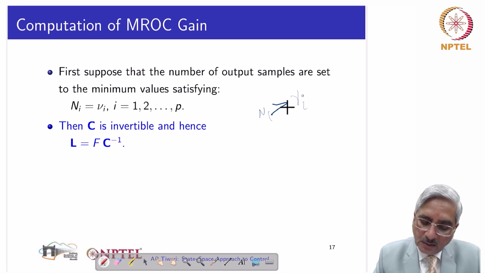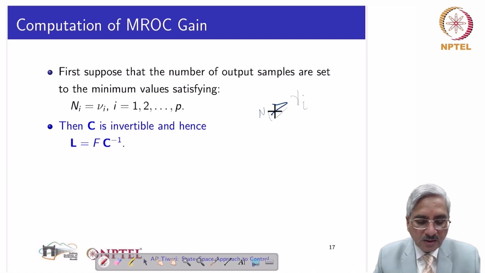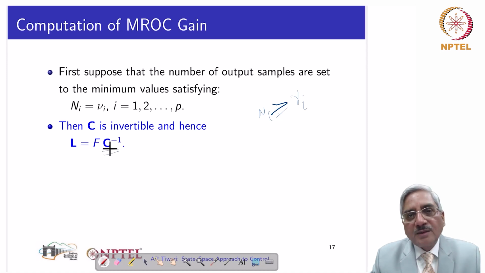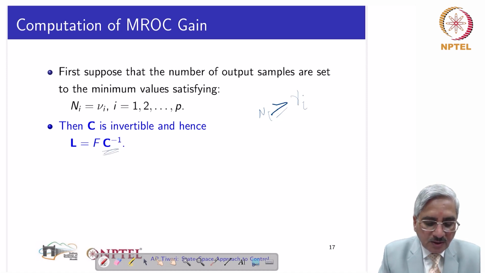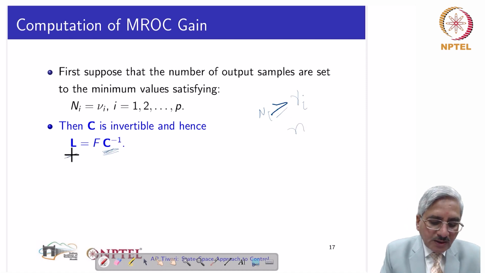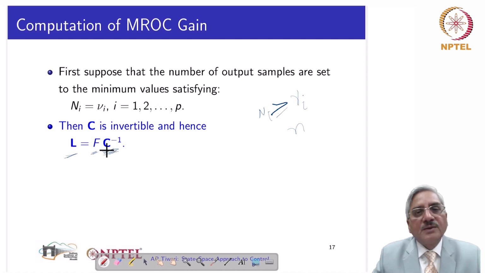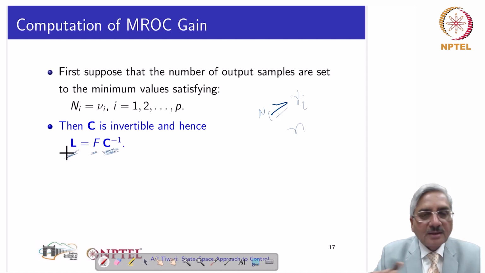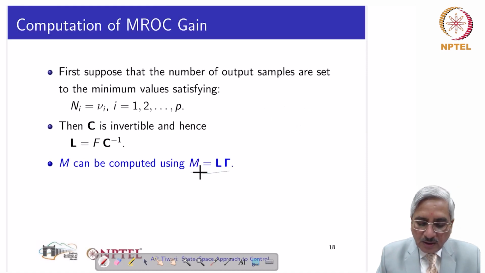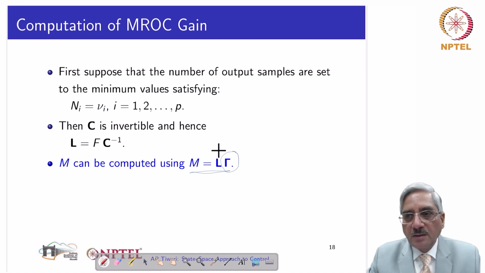Ni is greater than or equal to nu i, and Ni equal to nu i. In this situation, C will have exactly equal numbers of rows and columns, and it will be invertible because its rank is n. So L can be computed by post multiplying F with C inverse, and we get one exact L. And once L is obtained, then M is calculated using this. Of course, before using L, we have to calculate this gamma, and we had that expression for gamma.